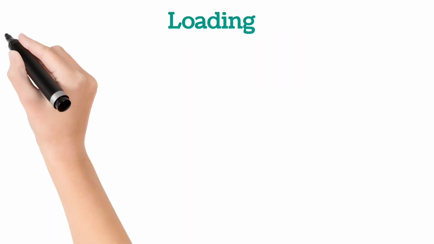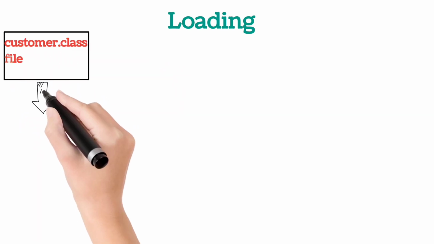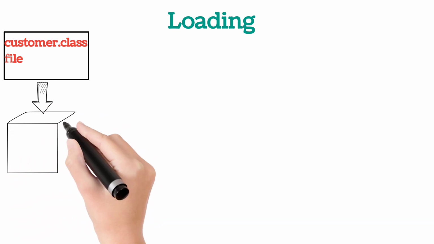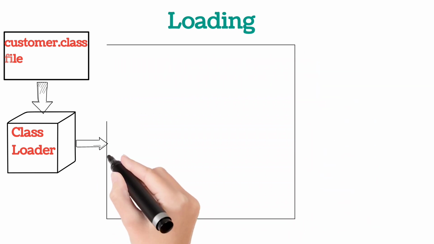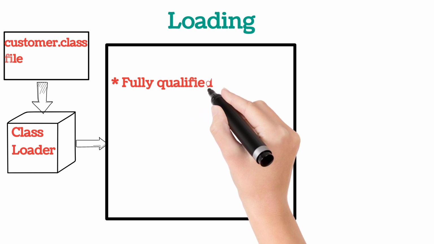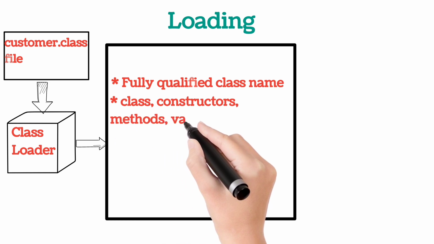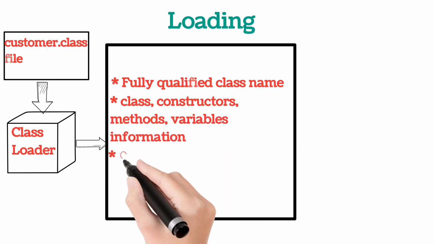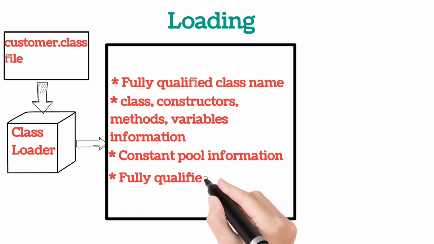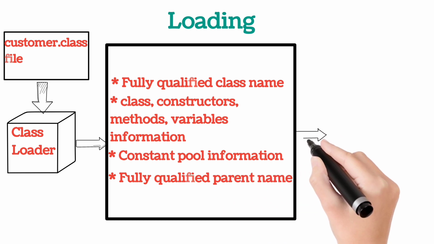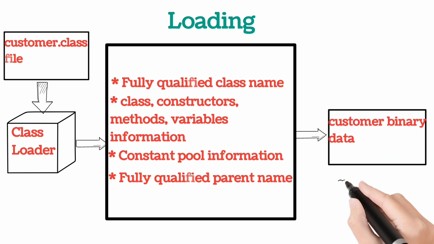Now we perform the first activity, loading. In loading, for example, we have a customer.class file which becomes an input for the class loader, and then the class loader performs some activities. It will check the fully qualified class name, it will check class, constructors, methods, variables information. It will also check constant pool information and the fully qualified parent name. Then it will convert it and store it into the method area in the form of binary data.